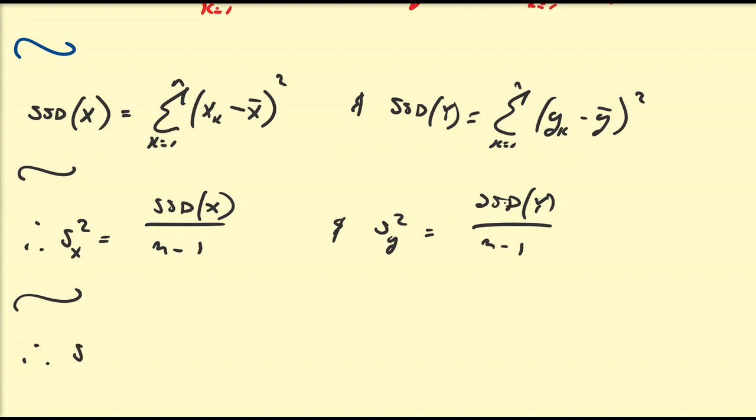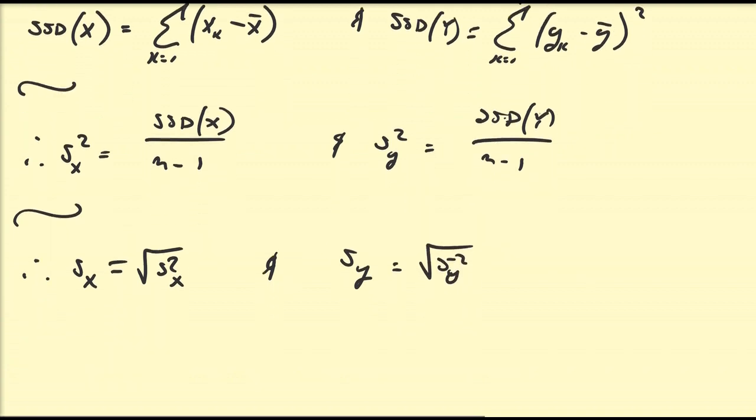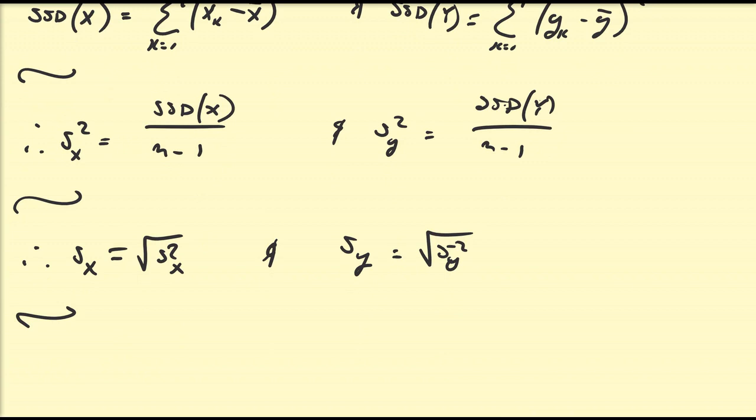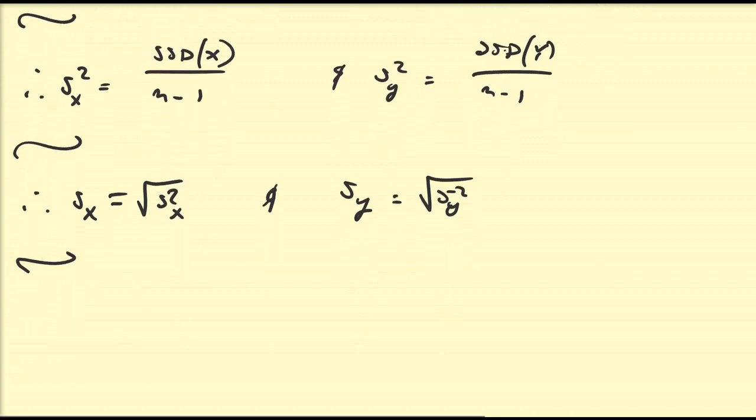Finally, the standard deviation of x is equal to the square root of the variance of x, and the standard deviation of y is equal to the square root of the variance of y. These are just some basic formulas that are now going to be useful to us.